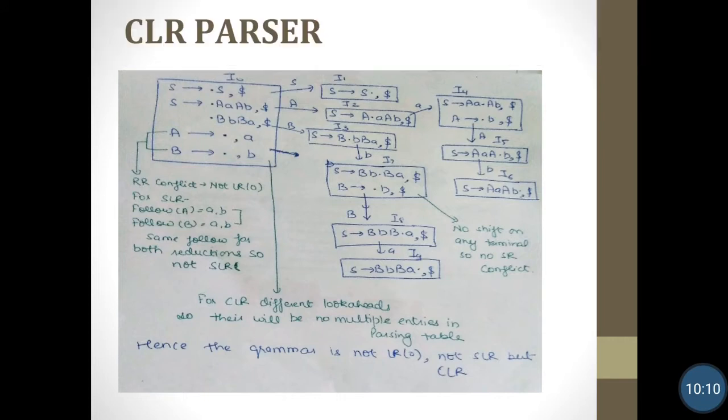So this grammar, S goes to A B, A goes to a, and B goes to b, is not an LR0 grammar. It is also not an SLR grammar because there exists a conflict, or you can say more than one entry in the parse table. But for the CLR parser, no conflict exists. So this is a CLR grammar but not an LR0 or SLR grammar.